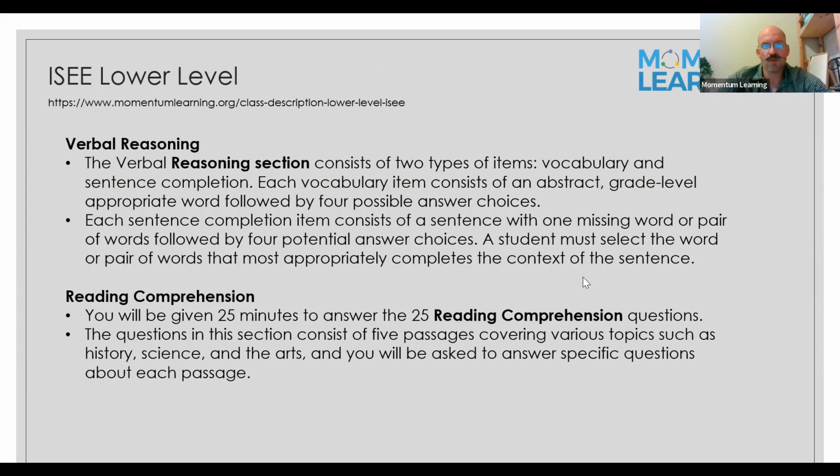The verbal reasoning section consists of two parts: vocabulary and sentence completion. The sentence completion uses context clues, and the vocabulary is looking for synonyms. For reading comprehension, you have 25 minutes to read and answer 25 comprehension questions. Usually that's going to be 5 passages from a variety of genres. They're testing your ability to comprehend at different mediums.